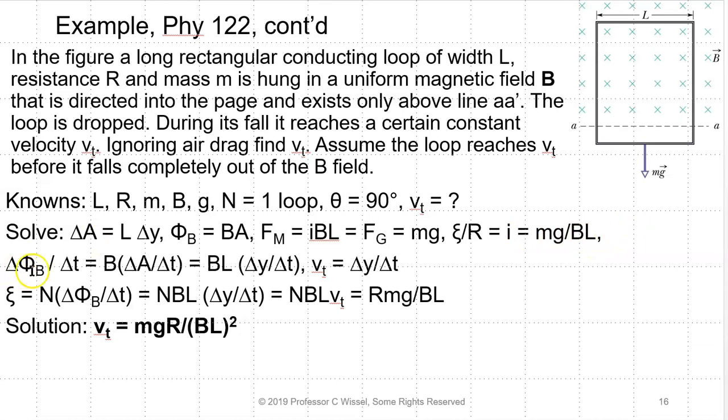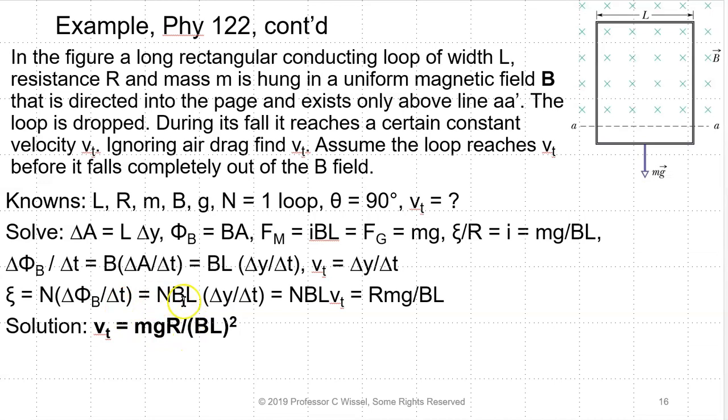So now delta phi B delta t is just B times delta A delta t. That's because the magnetic field itself isn't changing, the amount of area enclosed by the loop is changing. So now we can say delta phi B delta t is equal to BL delta Y delta t. And we know that Vt equals delta Y delta t. So then the EMF is N times delta phi B delta t.